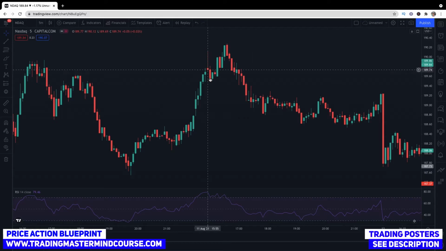Because we have a high and a higher high with our price action, that may indicate to us that we will continue to go up in an uptrend. However, the RSI is giving us our divergence, showing us that we do have a shift in momentum. So we have a high and a lower high.